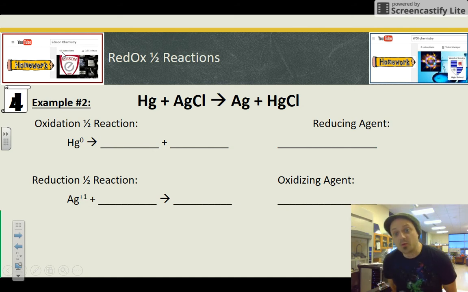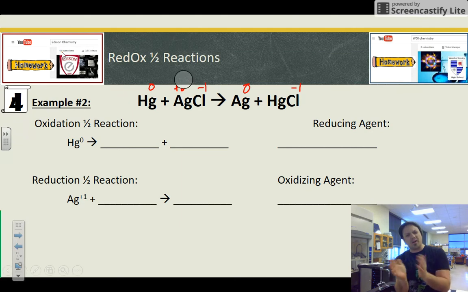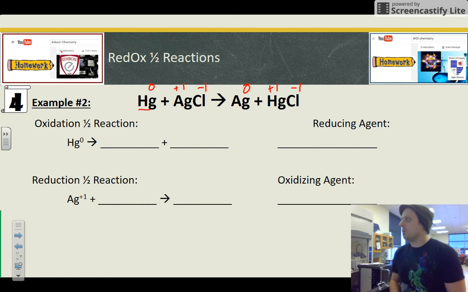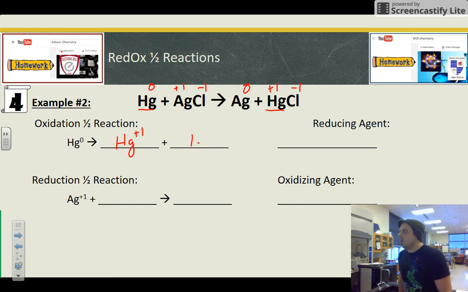So he's going to hit up his pure elements first with oxidation state 0. And then he's going to figure out what the oxidation state of chlorine is. 99% of the time, when chlorine's involved in an oxidation reduction, in a binary compound like this with 2 elements, it's always going to be -1. So Hg0 goes to Hg with a +1. And 0 to +1 is only 1 electron. And then he's got to look at the other one. Ag +1 goes to Ag0. And +1 to 0 is 1 electron.